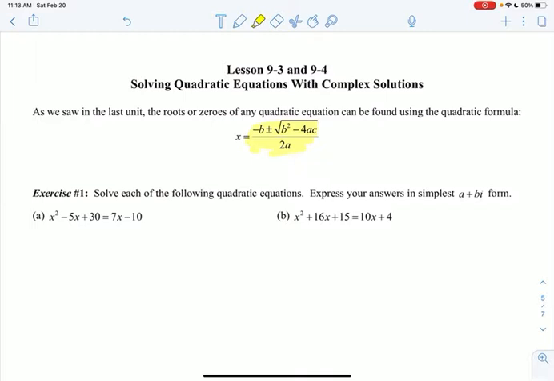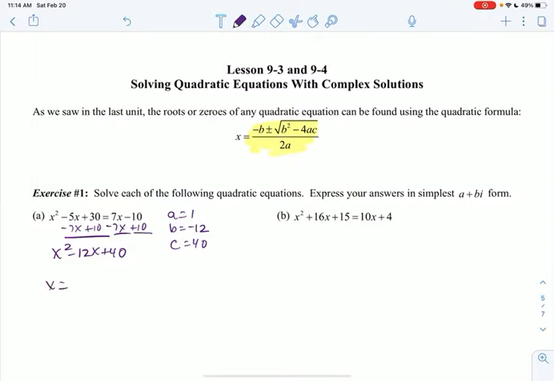So let's try doing that in exercise 1, and you're going to find that our solutions today are going to have a negative under the radical, but now we know how to deal with that negative under the radical. Remember, first thing I have to do is get everything on one side, so I'm going to subtract this 7x and bring it over to the left, and add that 10 and bring it over to the left. So I'm going to have x squared minus 12x plus 40. And A is 1, B is negative 12, and C is 40. So I'm going to plug that all in.